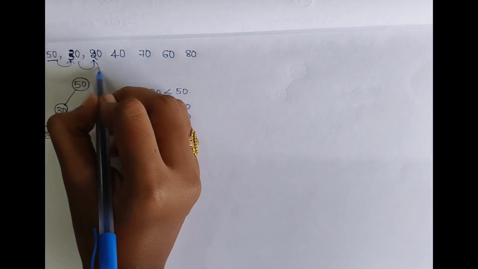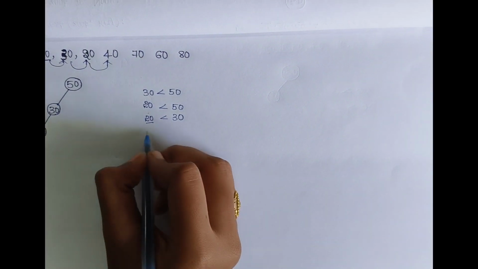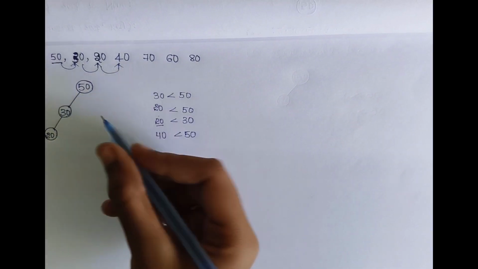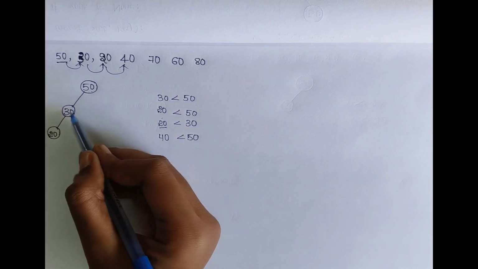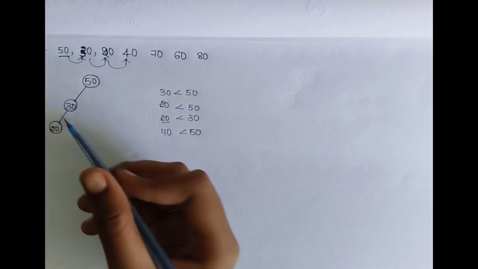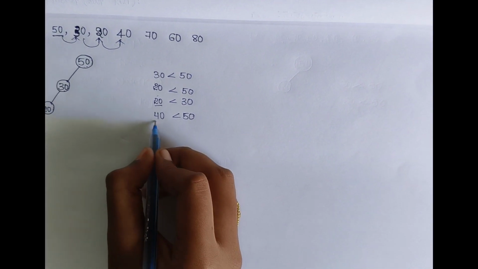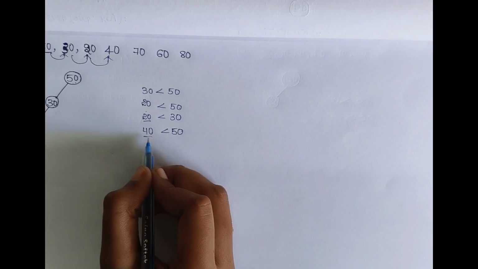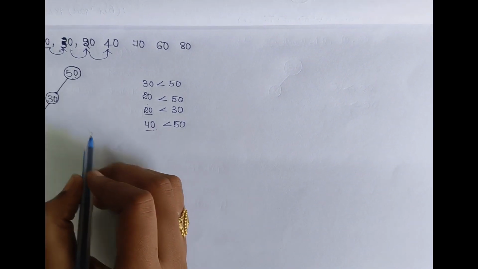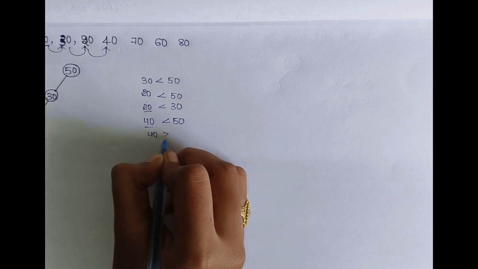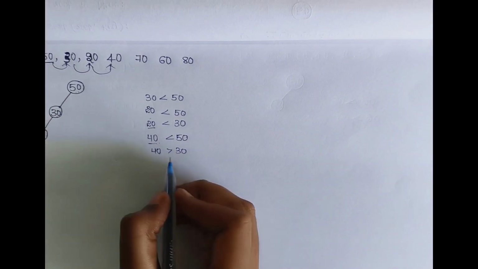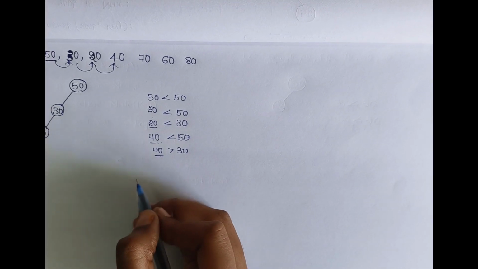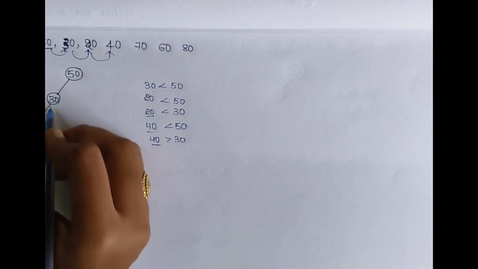And then consider 40. Here 40 is less than 50. So we have to move to the left subtree from 50 and then check 40 is less than 30 or greater than 30. Here 40 is greater than 30. So we have to insert 40 as right subtree of 30.